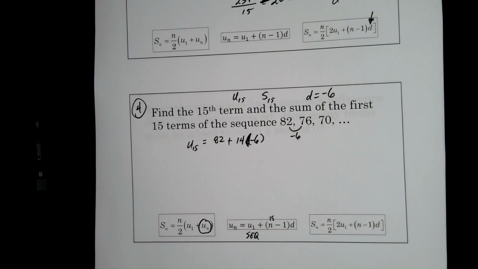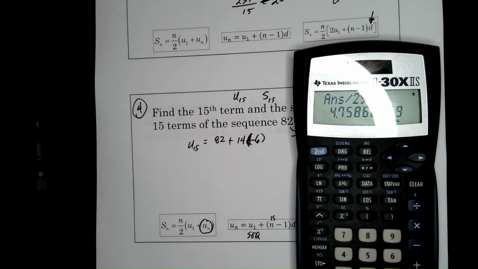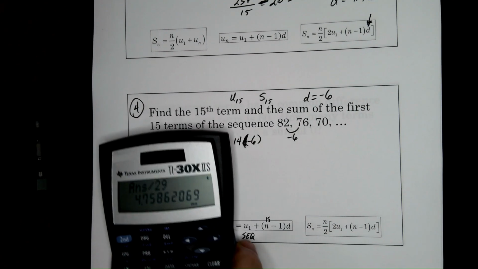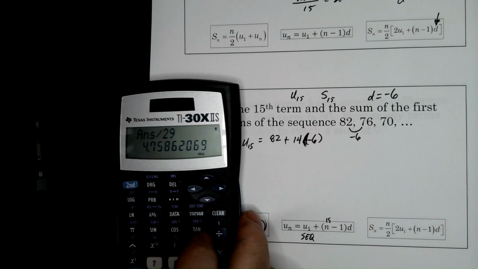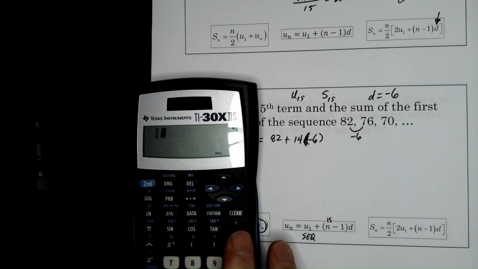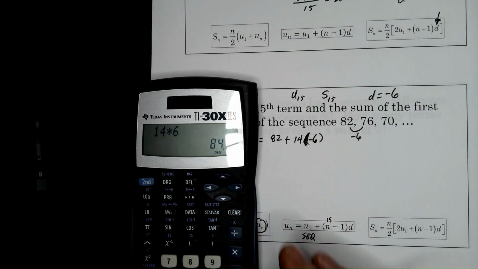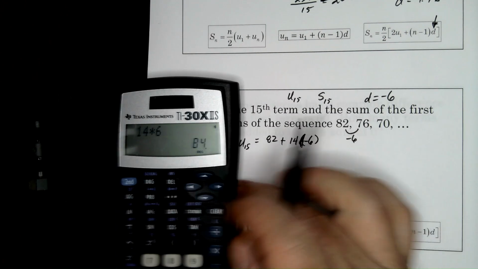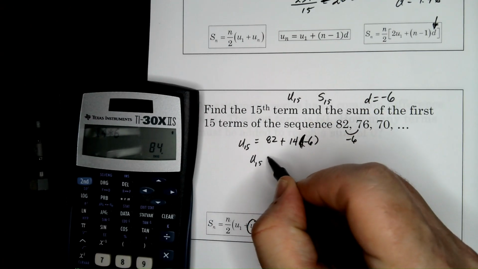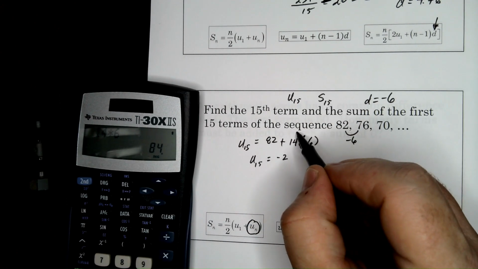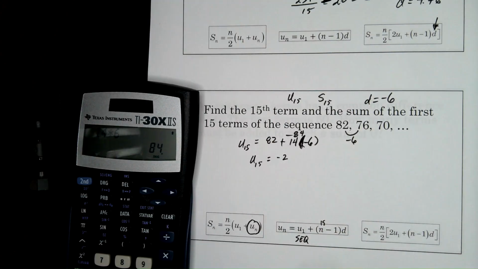So where'd my calculator go? Because my brain is not braining anymore. Been a long day. Let's see where we can put this so you can see. So we got 14 times 6. Got to remember that's negative, right? So U15 is equal to negative 2, because this is negative 84, right?